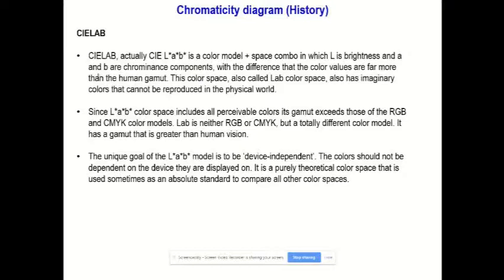Then followed by the CIE Lab. This Lab is actually a combination of three parameters: L, a, and b. In other words, this is a combination of a color model and a color space, where the parameter L reflects the brightness, and a and b are just chrominance components.